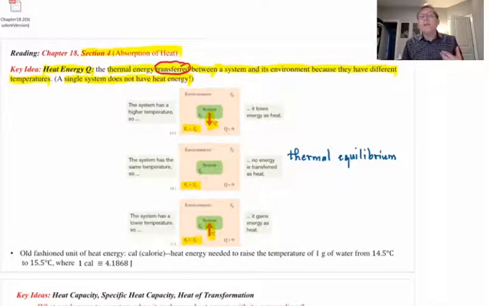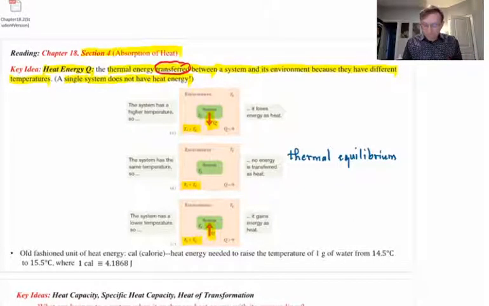Here an example might be a block of iron that had been in some freezer, a very cold cooling device for a while, and then is put into a regular room at room temperature. Now the temperature of the system is less than the temperature of the environment, and the direction of energy transfer is out of the environment and into the system.